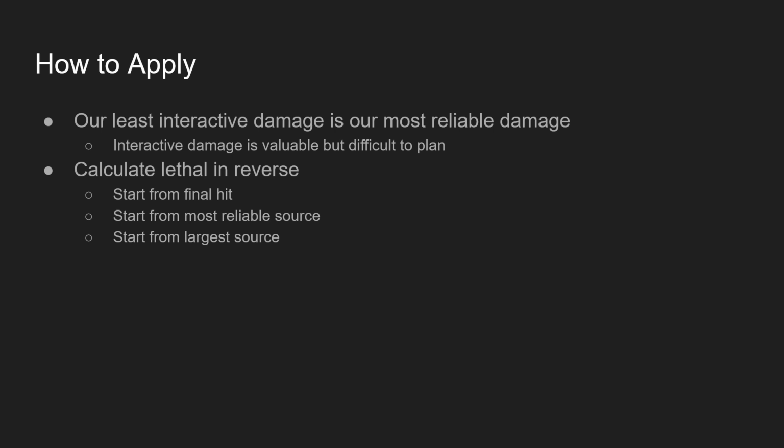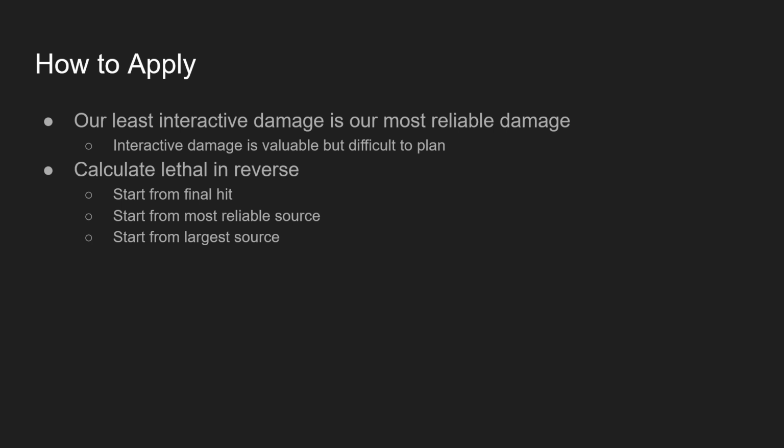What this allows us to do is start calculating our lethal in reverse. This is easiest to apply to decks that include burn. Let's say we include Demonic Strike in our deck and expect to use it every game. If that 3 damage is assumed to be guaranteed, we don't need to plan 20 damage. We need to plan out 17 damage. We can then continue to apply this concept to the remaining 17 damage.